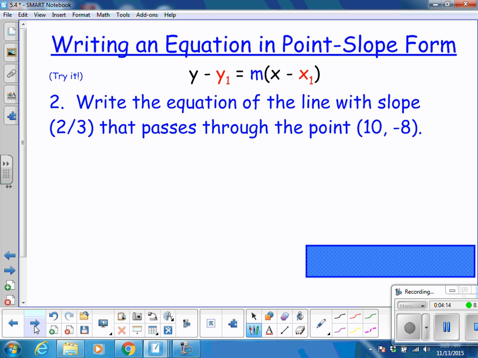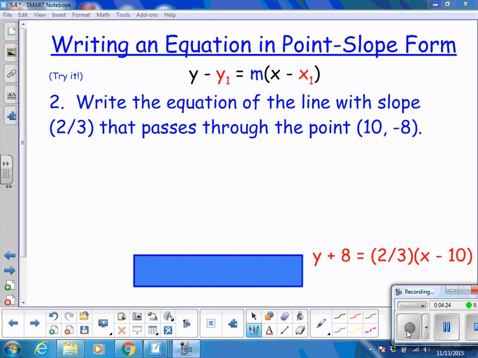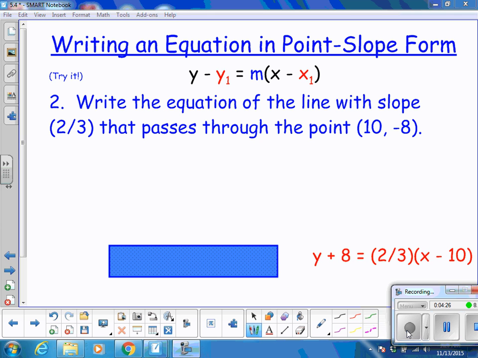All right, once you press pause and you try it, will you go ahead? I'm giving you a slope. I'm giving you a point on the graph. I want you to write this in point slope form. All right, here's our answer. We'll plug it in. My slope shows up here, and my points, I have my x showing up here, and my y showing up there.